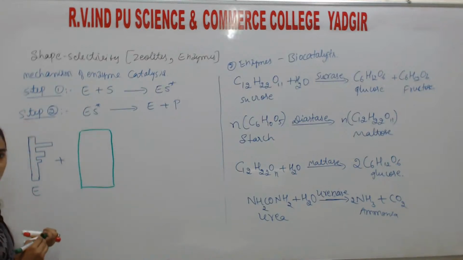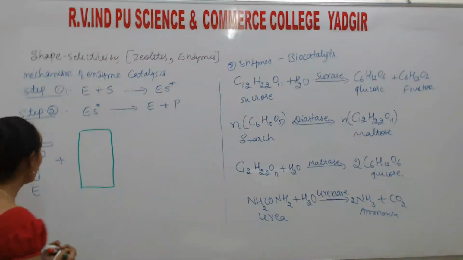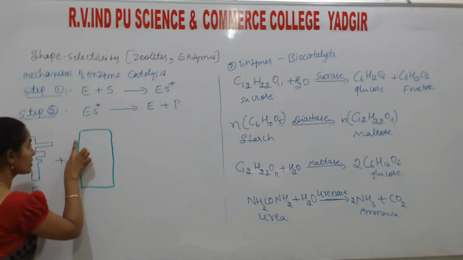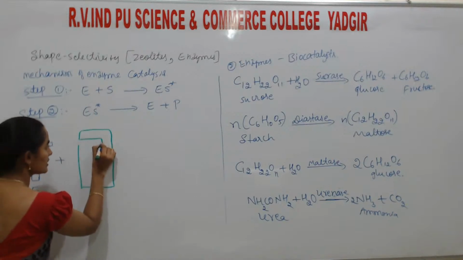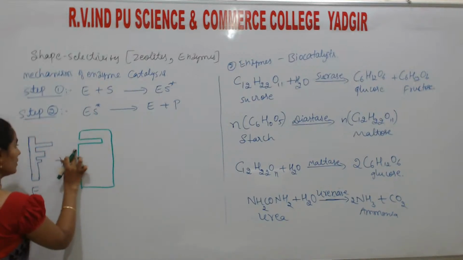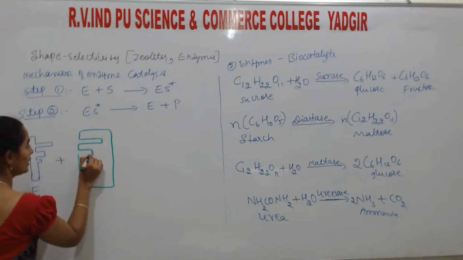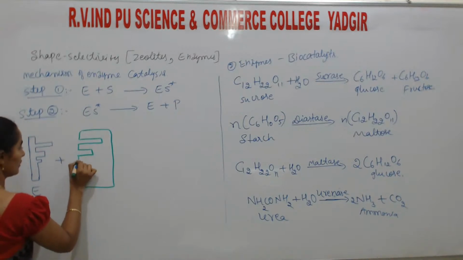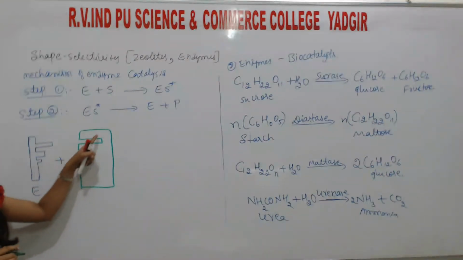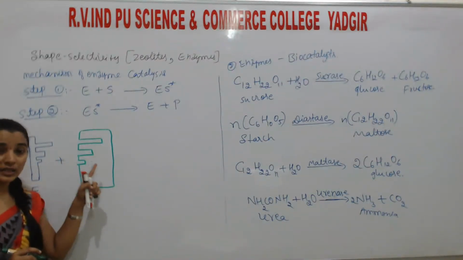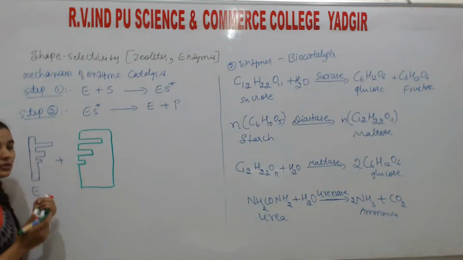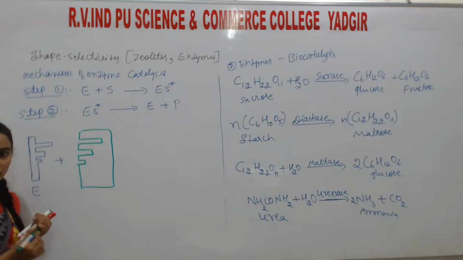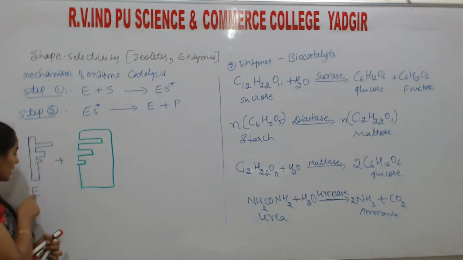That is the incoming substrate. So students, when it reacts with the activated complex, what does it form? It forms a shape in such a way that this enzyme can easily fit here. It forms a shape matching the enzyme shape. Exactly, they fuse together. Understand? Shape selectivity.